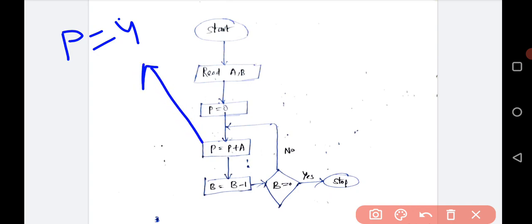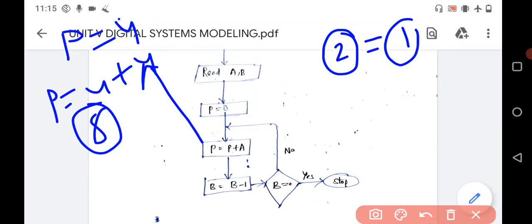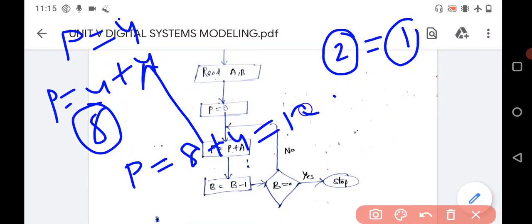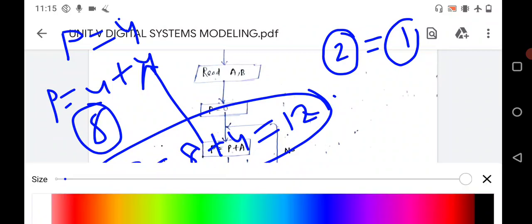So P is equal to 4 plus 4, then we can get 8. Now you have to decrement B by 1 again. B is not equal to 0, so you have to perform the addition again. Therefore now P is equal to 8, and 8 plus 4 gives a result of 12, right? Then we come to here, where we have to check the status value again.